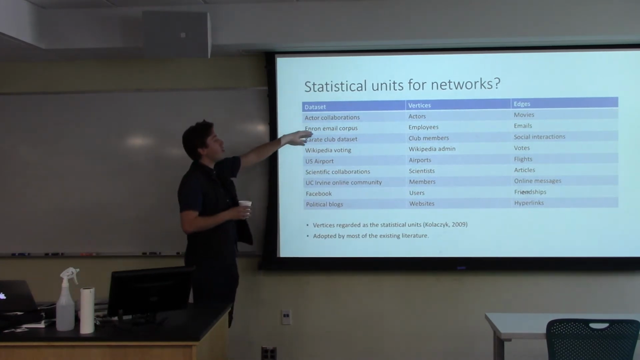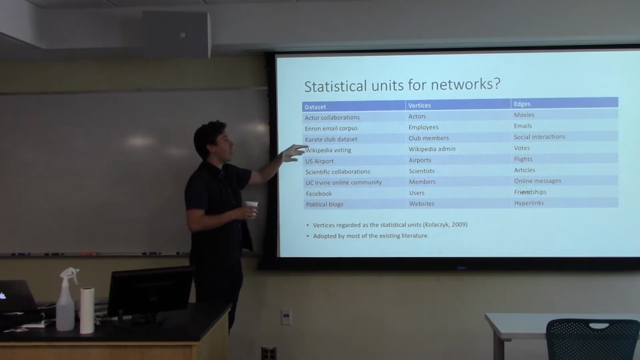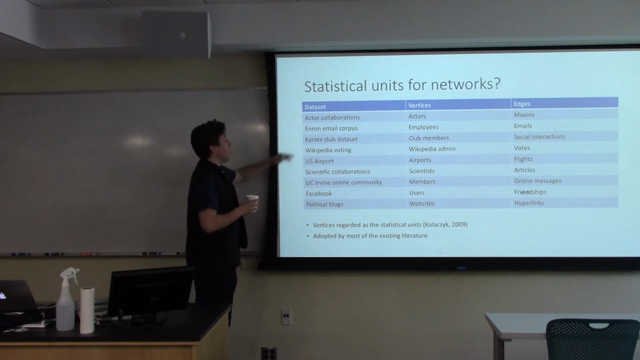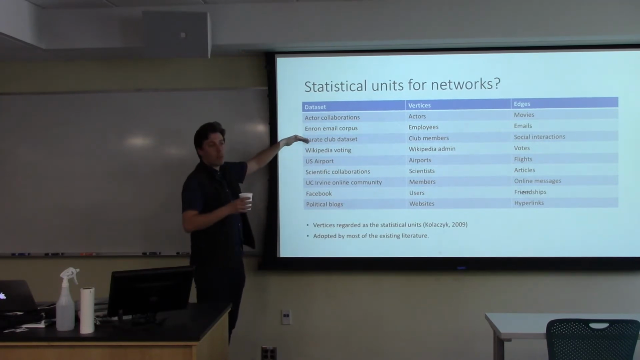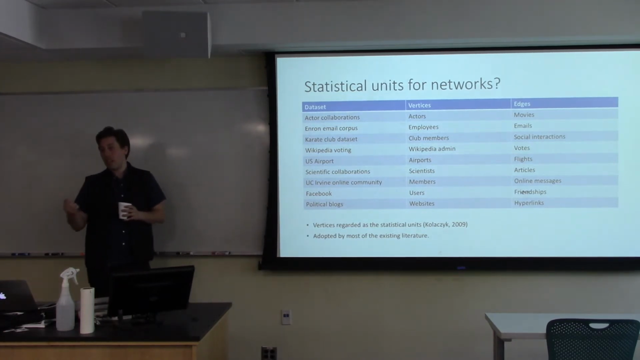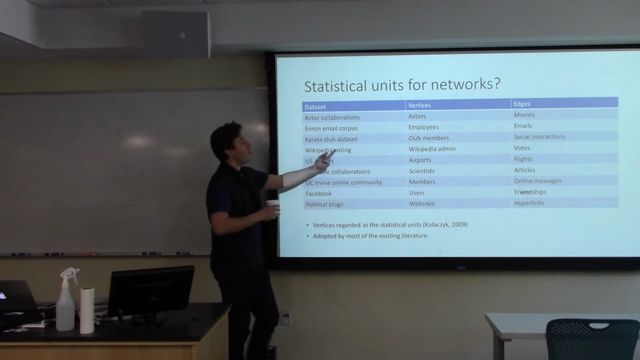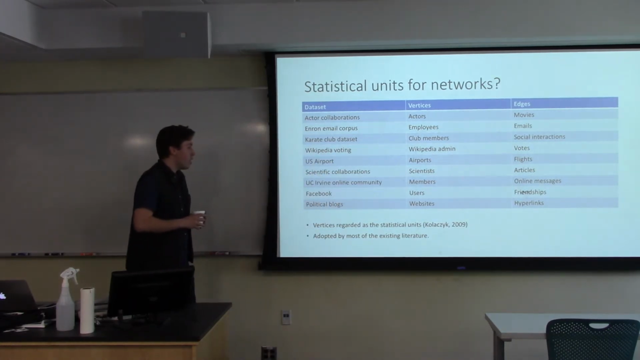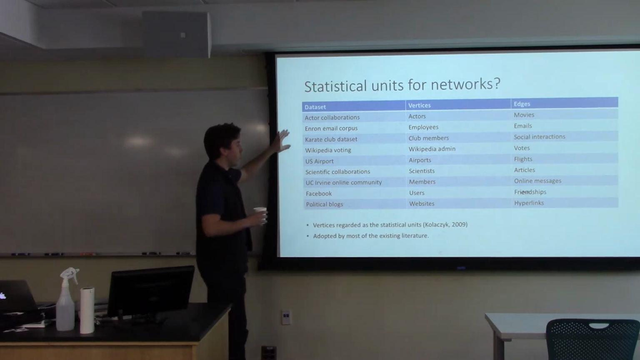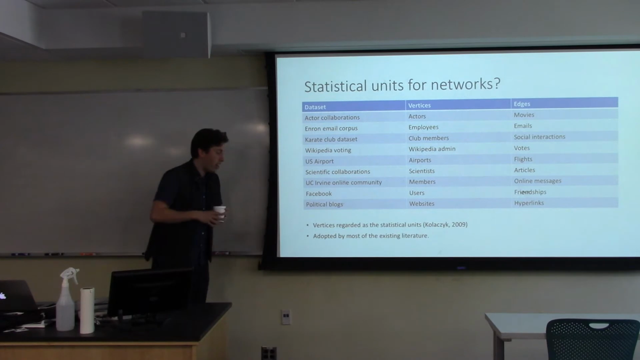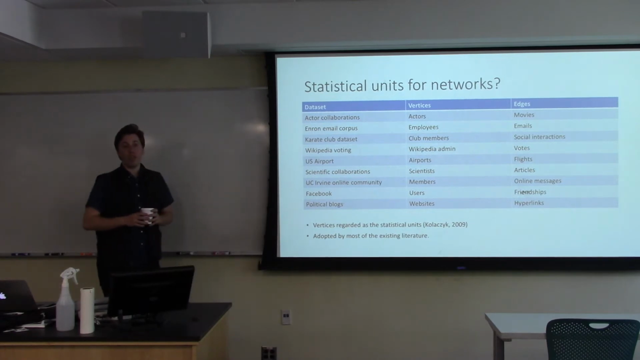In the Enron case, you have employees, and emails define edges between employees. If an employee A sends an email to employee B, that's an edge between A and B. In the Karate Club, I assume many people might be familiar with this, but these are social interactions between individuals in a karate club. And so you have club members and the social interactions are the edges, and so on and so forth. And the key point I want to make on this slide is in many settings, people will regard the vertices as the statistical units that they're going to consider.